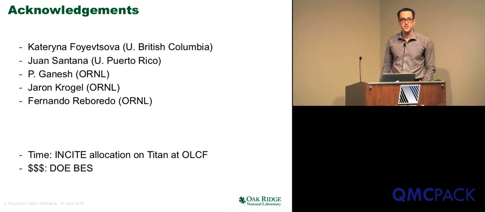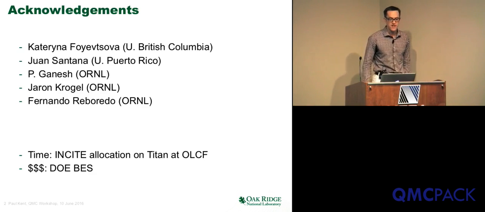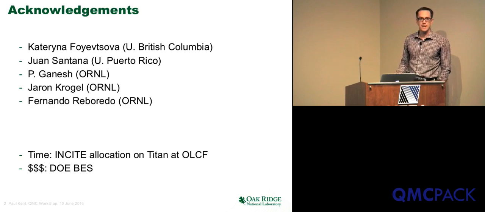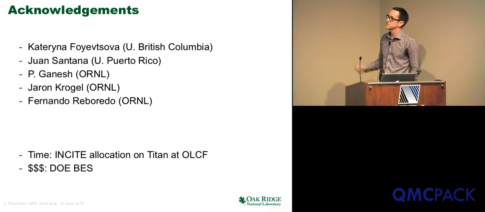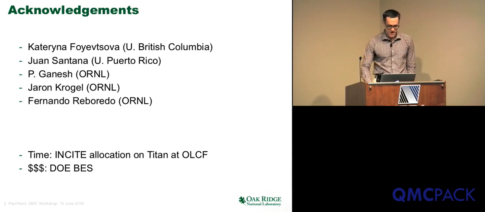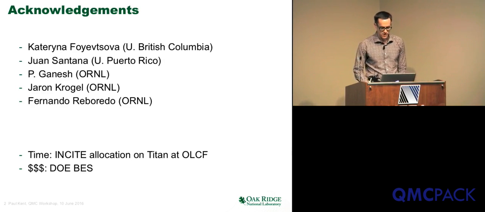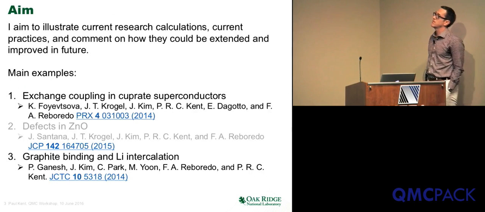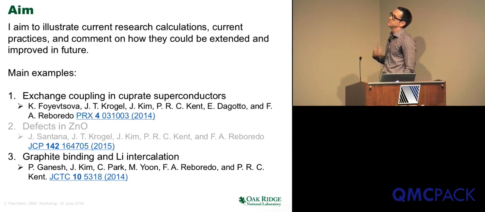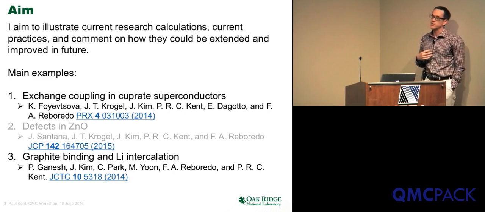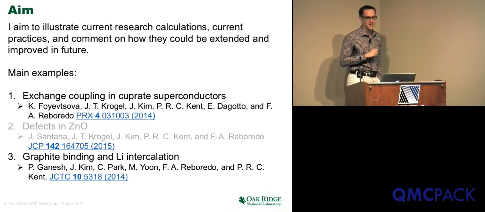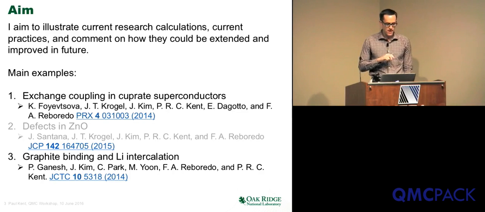Ganesh is now staff at Oak Ridge National Lab, but did the work on graphite. And Jaron Krogel, who was here teaching the labs earlier this week, Fernando Reboredo, and of course myself, were supervising the work. This work was run on Titan at Oak Ridge, and the Department of Energy sponsored the work. So what I want to do is really illustrate what's possible currently, and also give some hint about how this work could be extended or improved in the future. So because I'm co-author on the work, I can be slightly critical without setting off a war.